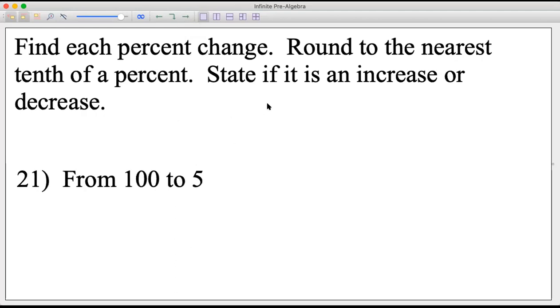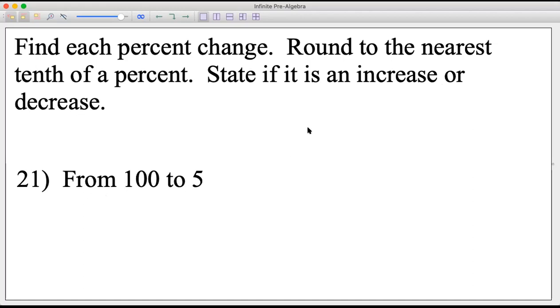Caitlin said, are we going to do the percent of change? The answer is yes. Here is your percent of change, number 6 or 7 or 8, whichever number you're on. Make sure you're labeling this. You're not just writing random things down, so it's a useful resource card. Label this percent of change. Notice this also says state if it's an increase or decrease. Well, that's pretty easy. This one is a decrease. If you go from 100 to 5, you're decreasing.